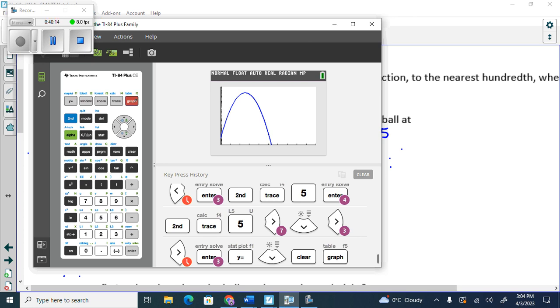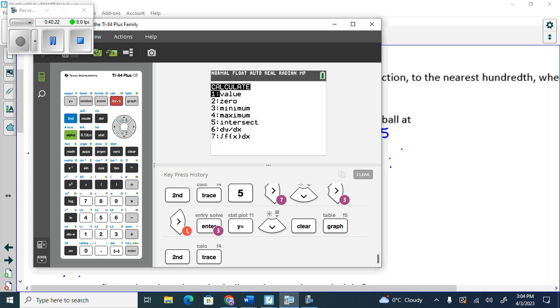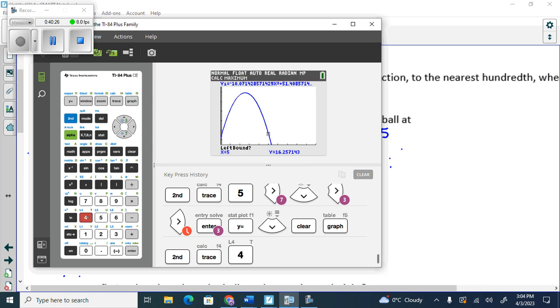How do I calculate a maximum? Second trace, because that's calc, right? Second trace, and which one am I going to pick? 4, because it says maximum. Now, what does it say on my screen? It says left bound. So I need to be on the left side of the maximum. Here's my maximum. I need to get onto the left of it. Anywhere on that left. Hit enter.